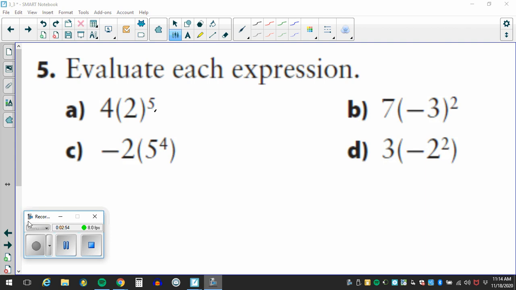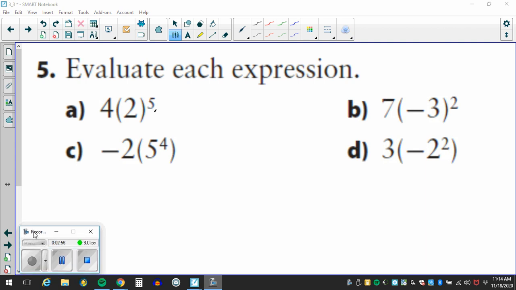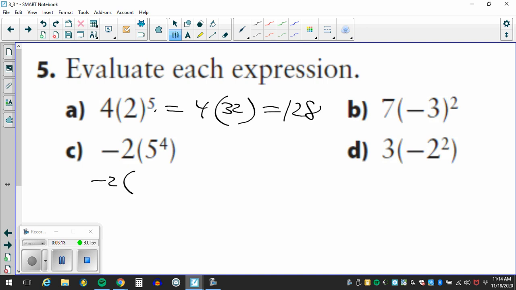So with that said, the first one's going to be 4 multiplied by 2 to the power of 5, which is 2, 4, 8, 16, 32. And 4 times 32 is 128. I'll just do C next, it's going to be negative 2 times 5 to the exponent of 4. 5 to the exponent of 4 is 25 times 25, which is 625. And negative 2 times 625 is negative 1,250.